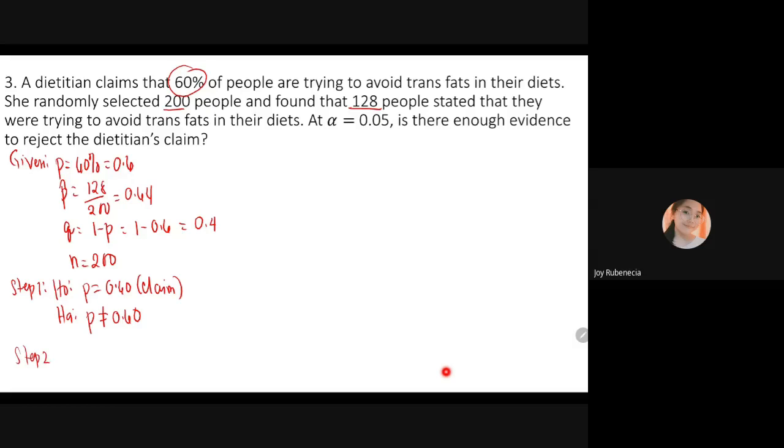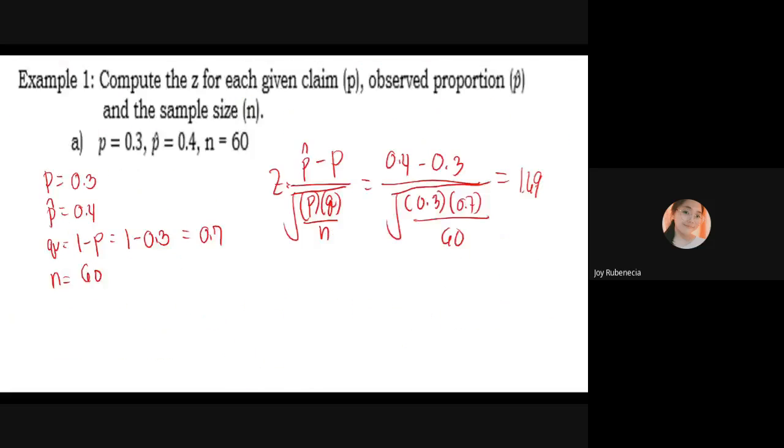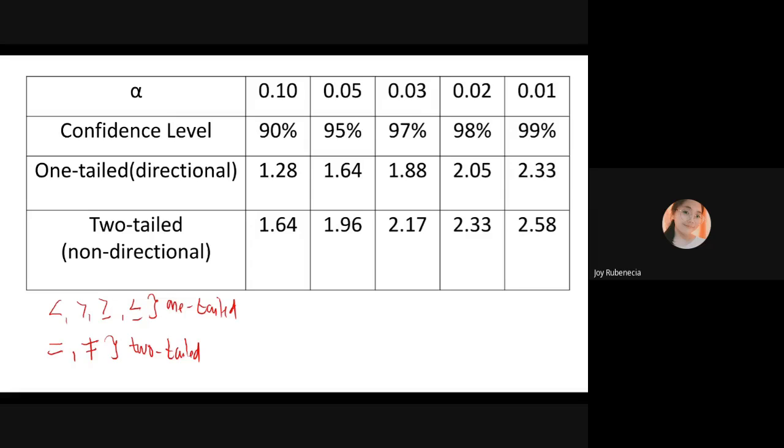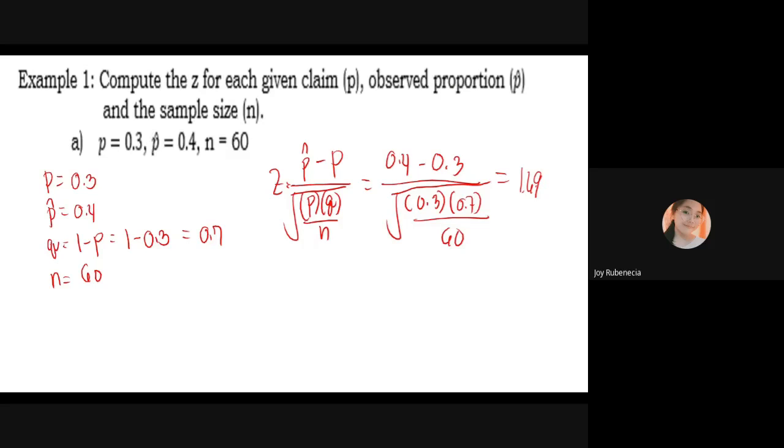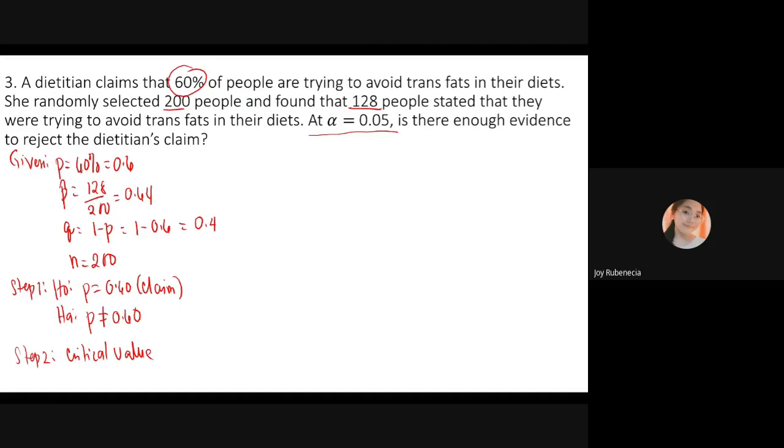Step number 2 is to find the critical value. What do you think is the critical value? At 95% or 0.05. So, what's the equivalent of 95% in our Z table? Here, you can find here. Our 95% is this one. So, ito po siya since that is two-tailed. Clear? Tama po ba ang pagkakaintindi natin? I was actually monitoring the chat box but no one typed their answer. So this will be plus minus 1.96.